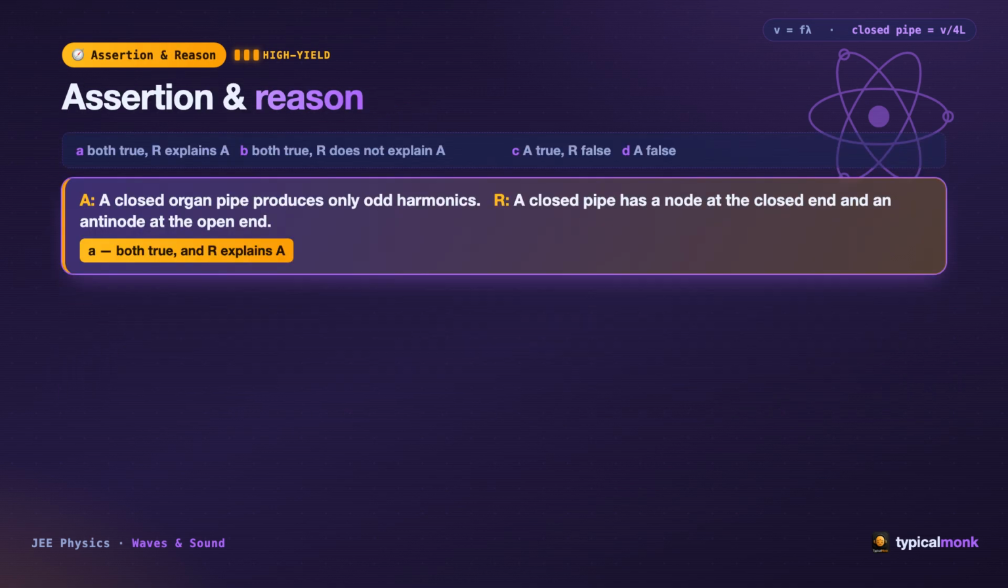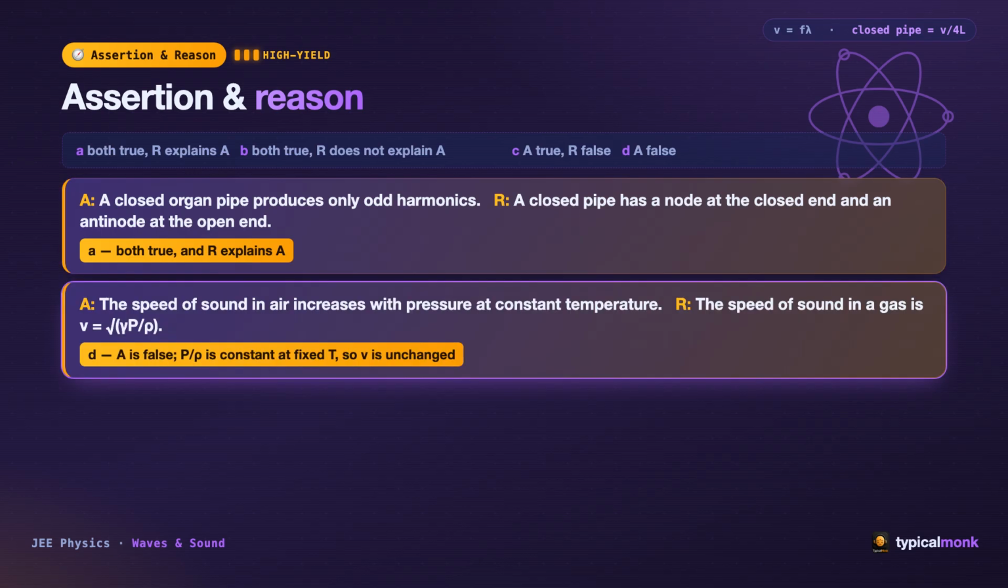Now an assertion and reason drill. For each pair, are both true, and does the reason explain the assertion? First pair. Assertion: a closed organ pipe produces only the odd harmonics. Reason: a closed pipe has a node at the closed end and an antinode at the open end. Both are true, and the reason directly explains the assertion; that boundary pattern permits only the odd harmonics. The answer is A. Second pair.